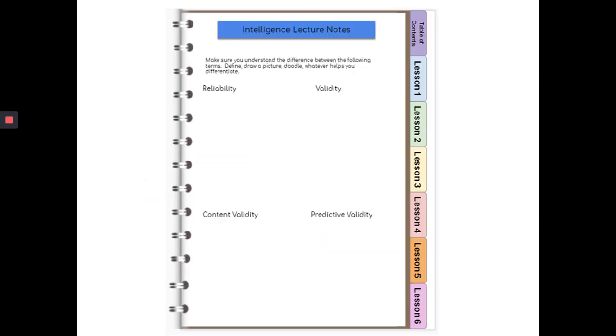So the last page of your interactive notebook is for y'all to either define, draw a picture, doodle, something that's going to help y'all remember the difference between reliability, validity, content validity, and predictive validity. Once you have this done, make sure you have all the other pages in your interactive notebook done, and you are going to turn this in to me. Don't forget to take that Mensa test.